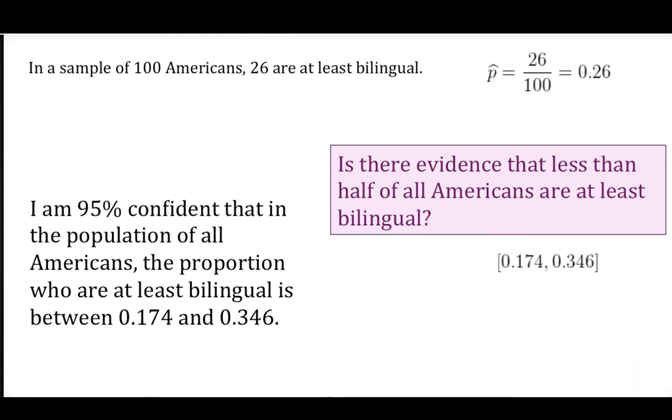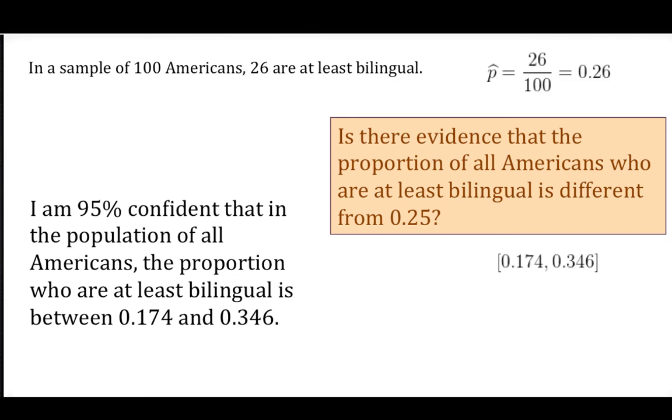Here's another example. Is there evidence that the proportion of all Americans who are at least bilingual is different from 0.25? 0.25 is contained within our confidence interval. This means that this is a reasonable estimate for the population proportion. No, there is not evidence that the proportion of all Americans who are at least bilingual is different from 0.25.